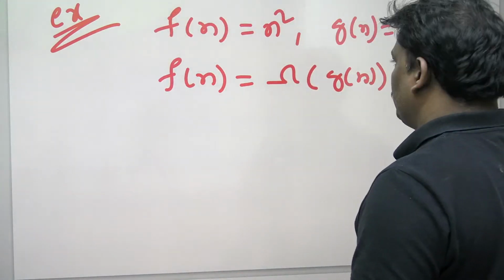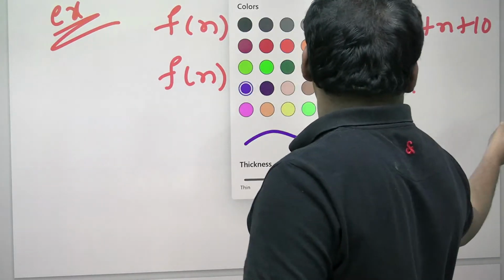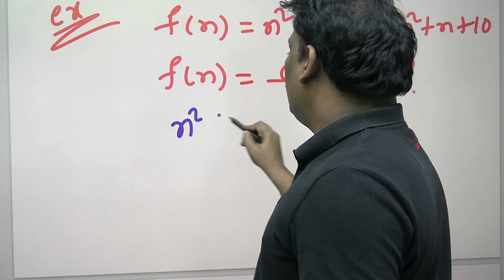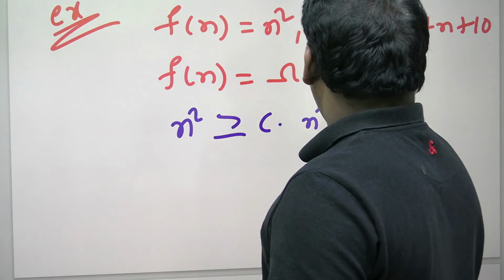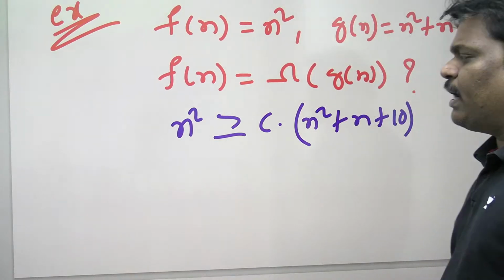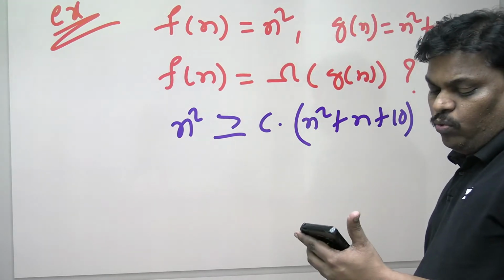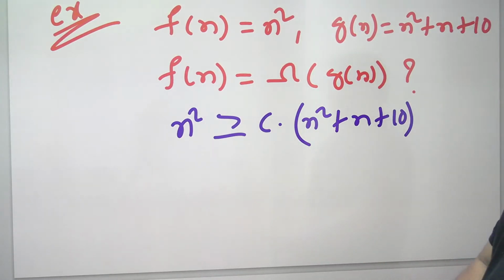Yeah, let me try this one. If you see this answer, f(n) is n square, greater than or equal to some c into n square plus n plus 10. To be frank, left and right, who is bigger? I want to make left bigger, but actually right is bigger. Already right is bigger, but I want to make left bigger.